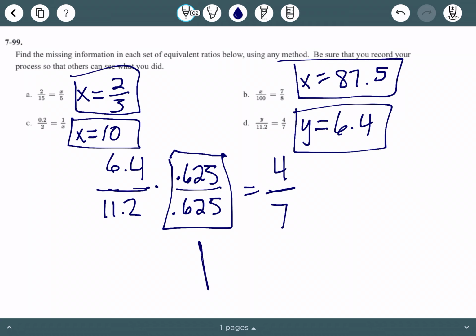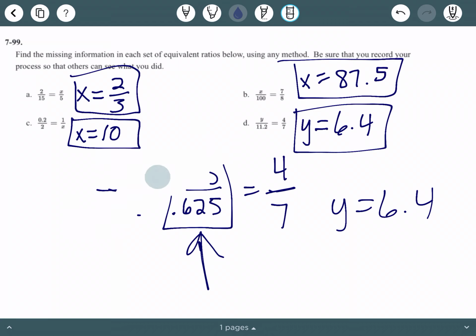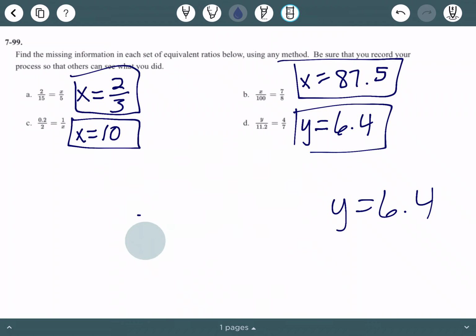So either way, it's going to be different. Your giant 1s, whatever you put in there, is going to be different based on which side your variable is on, but you still end up with y equals 6.4 either way. So if it helps you to move it to one side, do that. You are allowed to do that. All right, and this is all for problem 799.